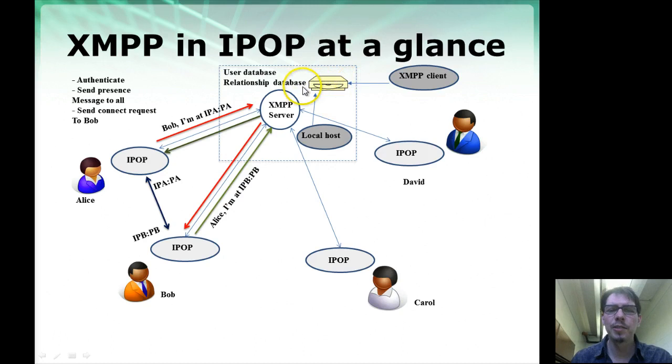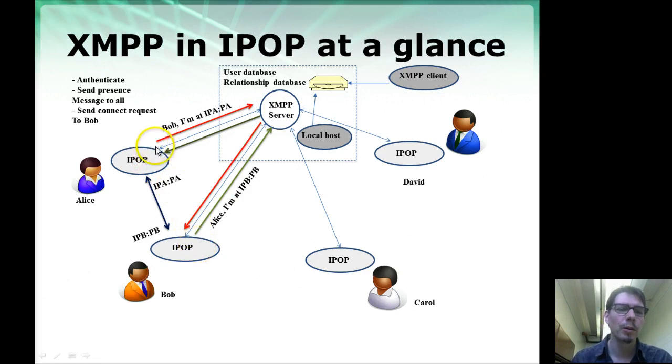Typically, this can be managed either by an XMPP client, by a web interface, or by a command line interface in the local host that's running the XMPP server. I'll show you some examples for the EjabberD XMPP server, which provides these capabilities. But as far as IPOP is concerned, what it needs is to be able to authenticate with this server, and for Alice to be able to send messages to her friends.